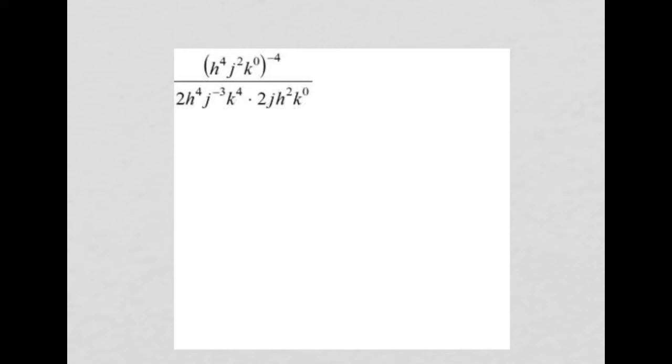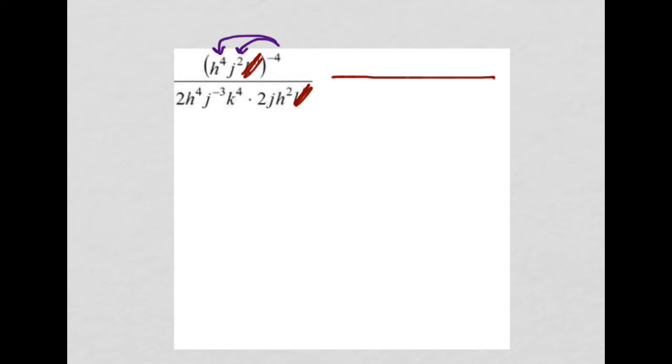Alrighty, step 1, remove all zero exponents. So this right here is going to go away. This one right here is going to go away. Draw our line. Let's remove some parentheses. So that and that will remove our parentheses.